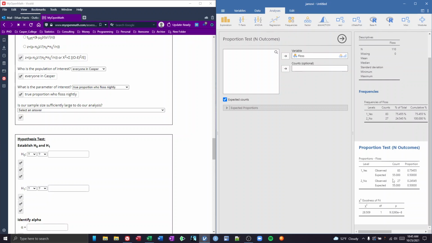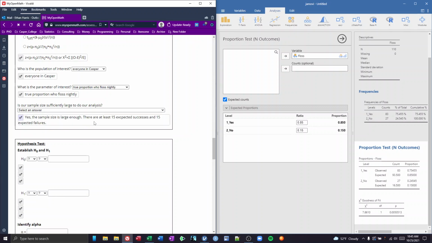Now this is if we had a 50-50 proportion. Now, if we change these proportions, our hypothesis said that the yeses were coming in at 85%, and that the nos were then coming in at 15%. Okay, so that's how we get these expected counts. We have 93 expected for the yeses, and then almost 17 expected for the nos. And so essentially we have at least 15 expected successes and 15 expected failures. We can go ahead and do our test.